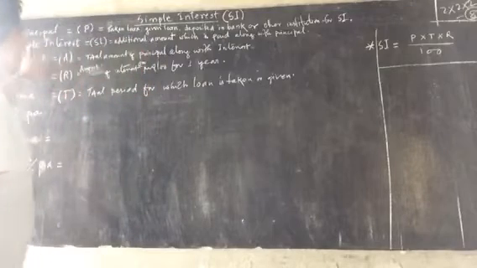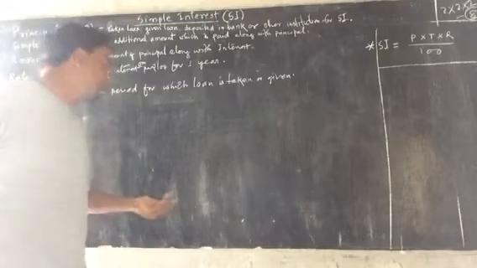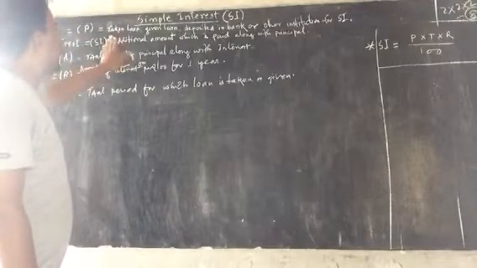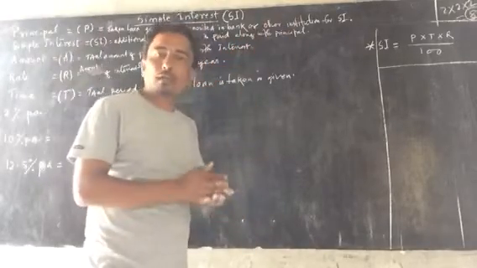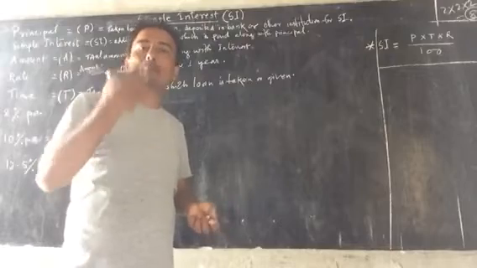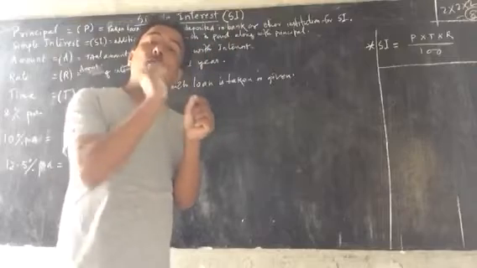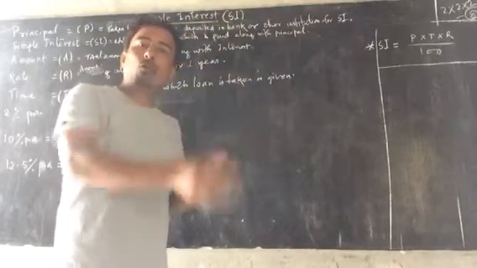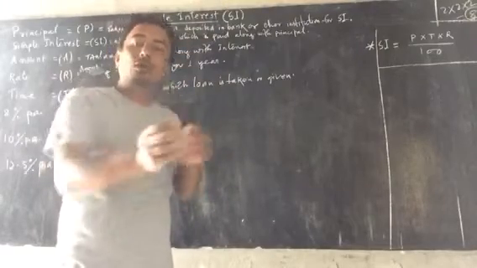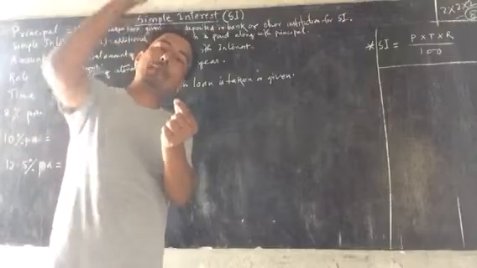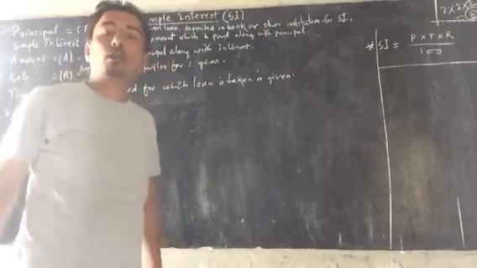Another is simple interest, which I have already discussed in the previous audio. Simple interest means the additional amount which is paid along with the principal. Whenever we take a loan from some person or from a bank, while repaying, after completing the period, we give some additional amount along with the loan amount to the lender. That additional amount is called simple interest.